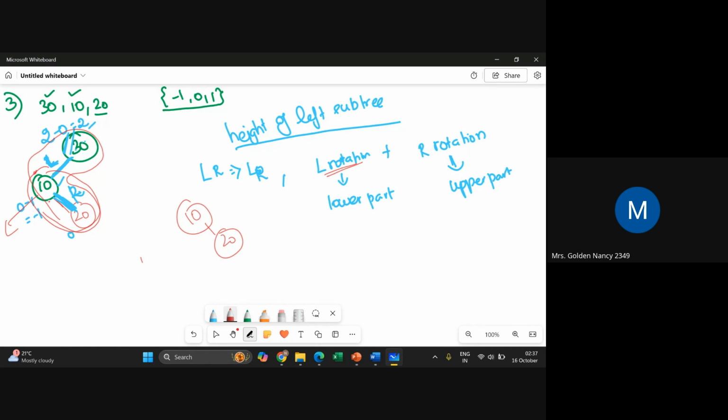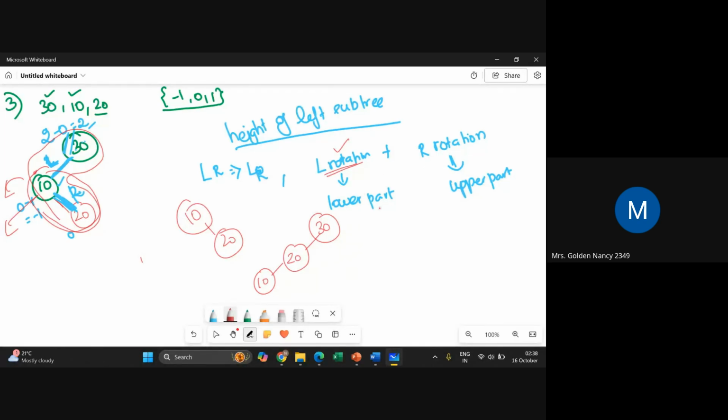After doing left rotation, how does your node look? Just pull it down left-wise. If I pull it down, what happened? 20 will be here and 10 will be here. So after L rotation, my node will be in this form. Still it is not balanced. I have to do R rotation.